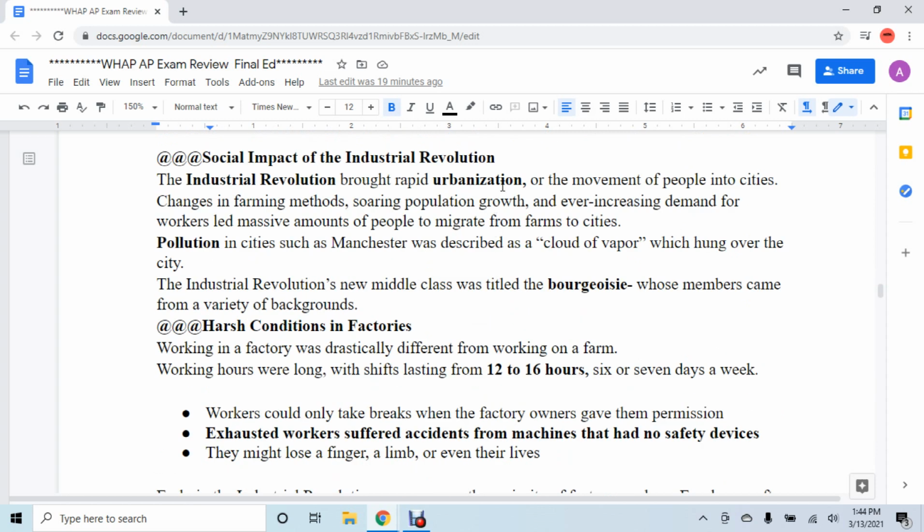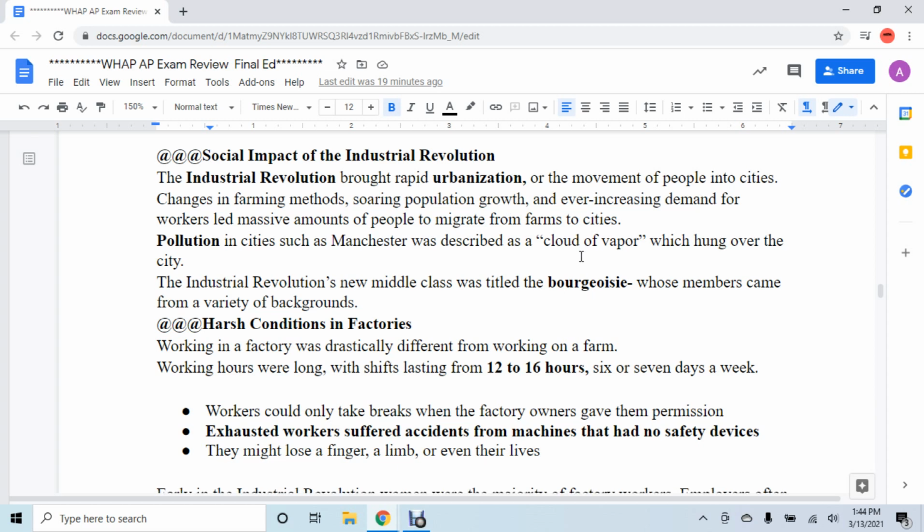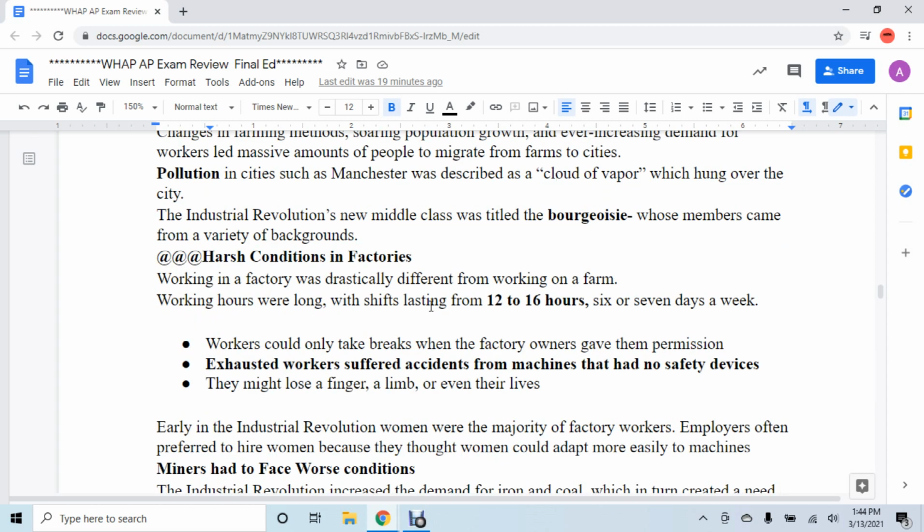The social impact of it will be urbanization. That's huge. People are moving down to these cities where the factories are to get jobs, because there are no more jobs in the farmland too, because it's all being enclosed. Pollution increases. Bourgeoisie, which are these middle class people that own the mines and factories, start to get money. So it's a new socioeconomic class.